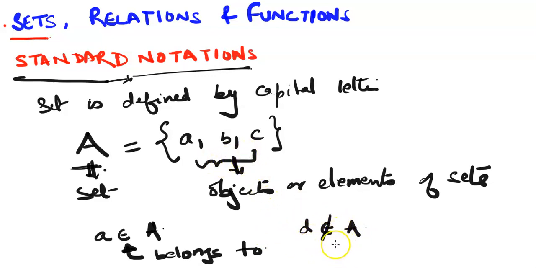So this is belongs, and this is do not belong. These are the two notations that you would see very often, where you say either you belong to or you do not belong to a certain set.